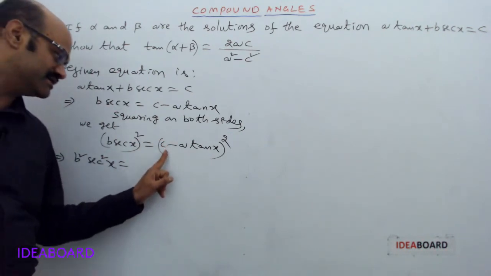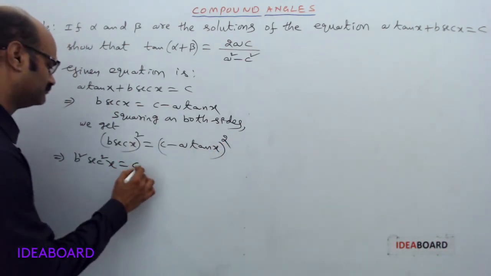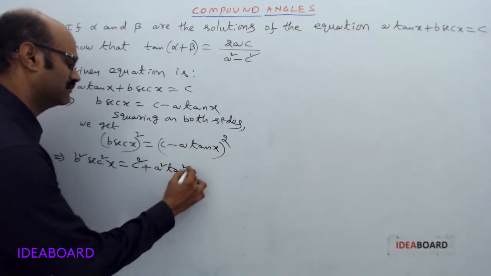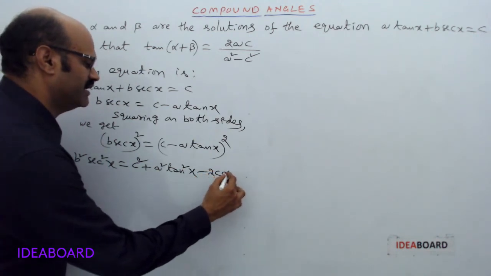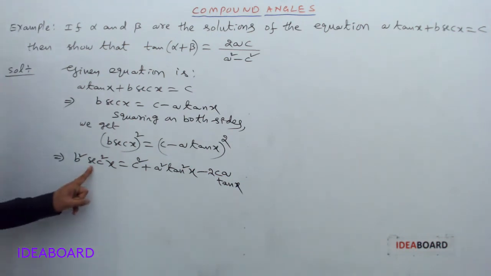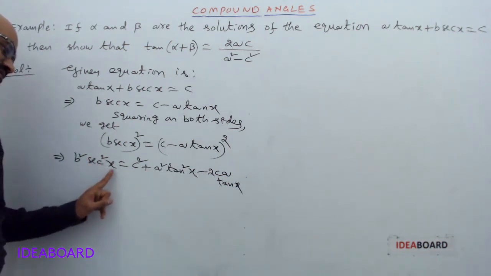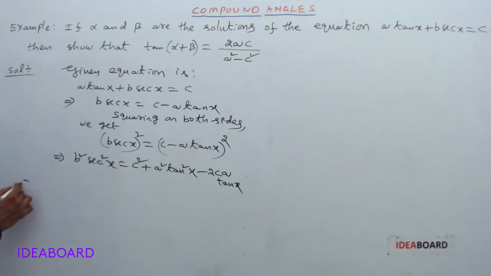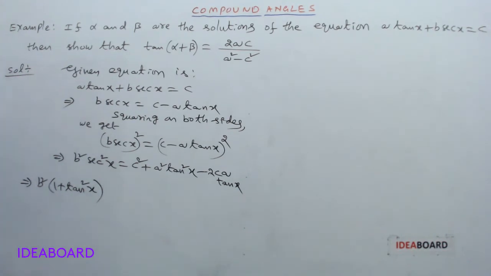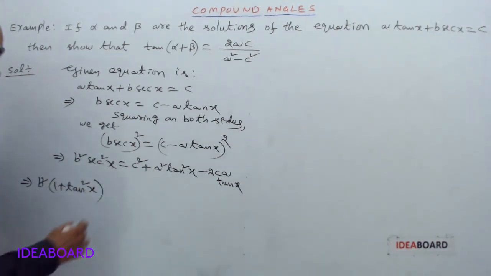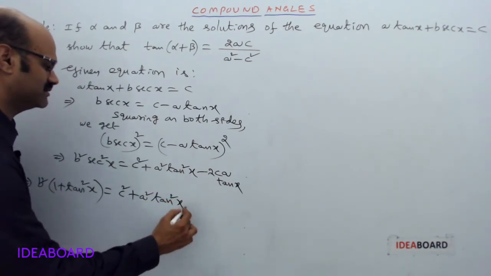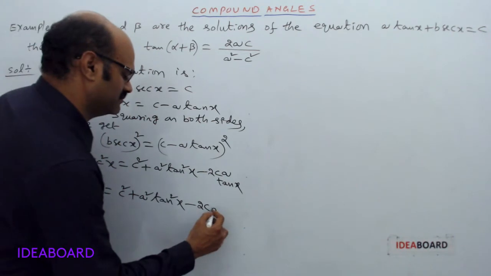So it implies we can take it as c square plus a square tan square x minus 2ca tan x. Now secant square x can be taken as 1 plus tan square x. It implies we have b square into 1 plus tan square x equal to c square plus a square into tan square x minus 2ca tan x.